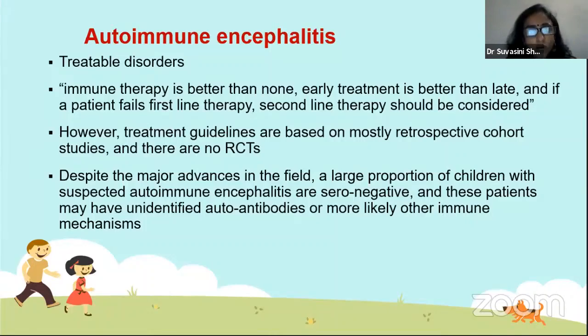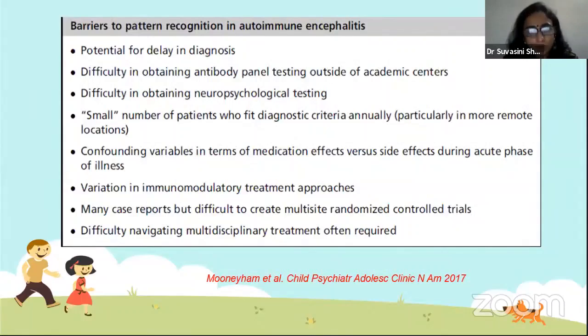And what is again important to understand is despite the major advances in the field, a large proportion of children with suspected autoimmune encephalitis are seronegative. And these patients may have unidentified autoantibodies or more likely other immune mechanisms wherein antibodies don't play much of a role. So there are a lot of barriers in pattern recognition. First of all, there is a potential for delay in diagnosis. We always think of other common causes like encephalitis, ADEM, metabolic disorders. So this kind of comes late in the differentials, and these antibody testing are not very easily available.